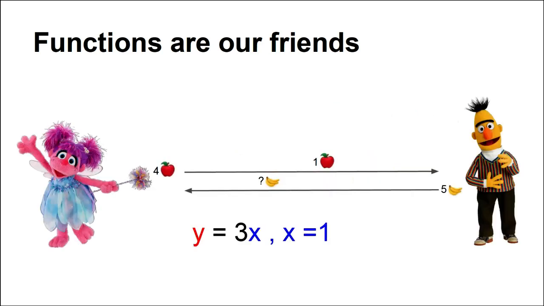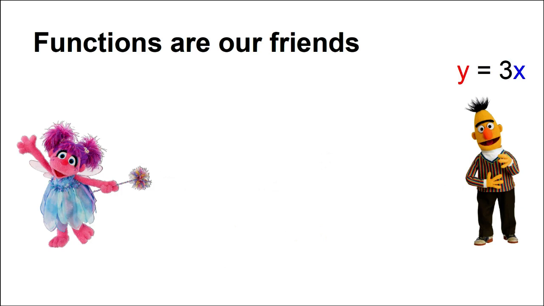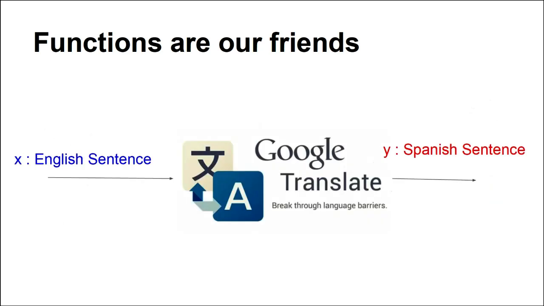And this is where it gets interesting. Now that we have the function, we know exactly, given any x, what's the y that you obtain. In this case, if x is equal to 1, she will get 3 bananas. So we can say that the function perfectly models what Bert is going to do given the number of apples that Abby gives him. And if you think about it, pretty much everything that we do is more or less a function. Translation, for example, is a process where you take an x, which is the input.